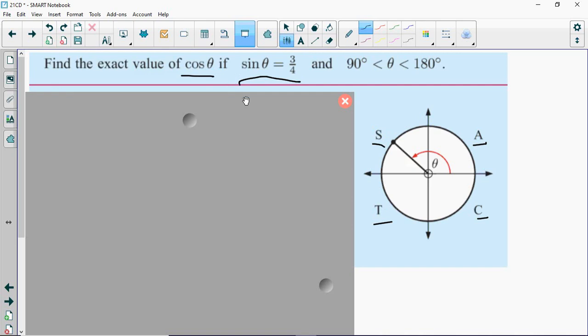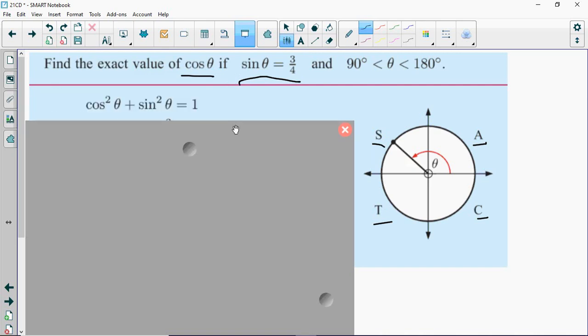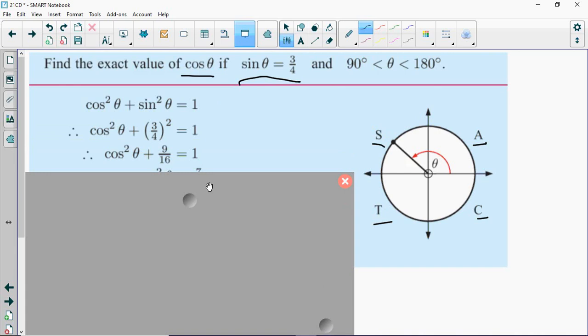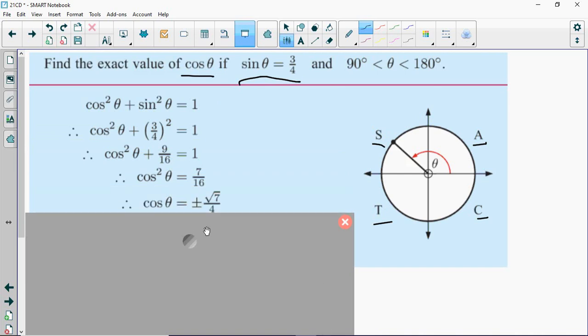Now, if I want to use the identity, I'm just going to set up an equation. Cosine squared plus sine squared equals 1. I happen to know that sine is equal to 3/4. I can square that. I can subtract it from 1. I can take the square root of both sides.